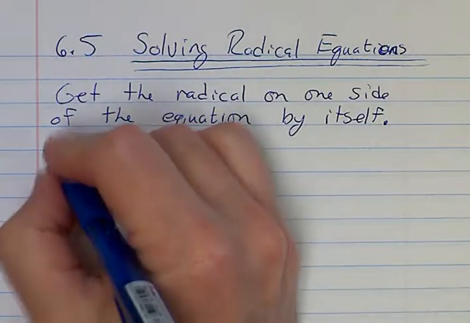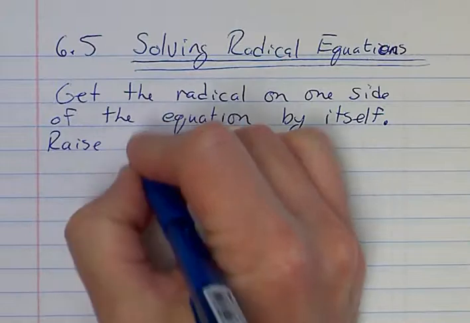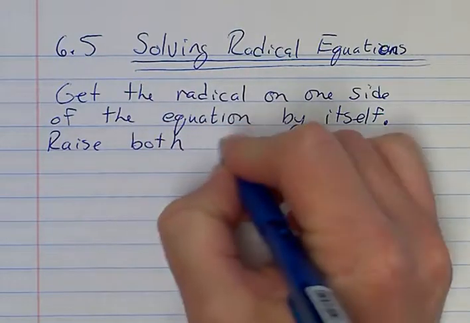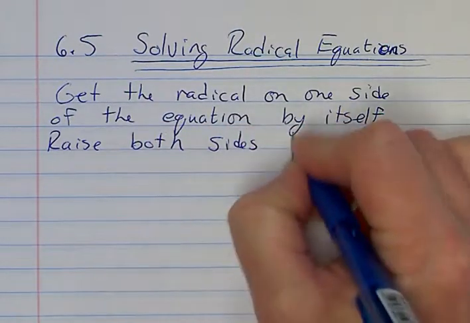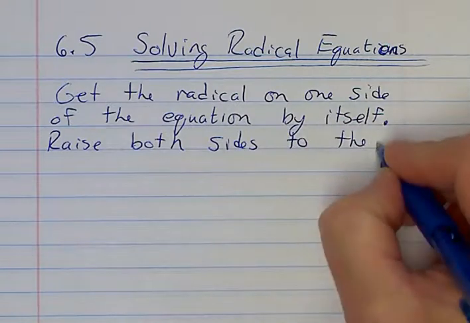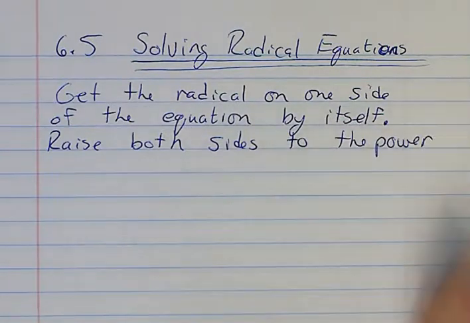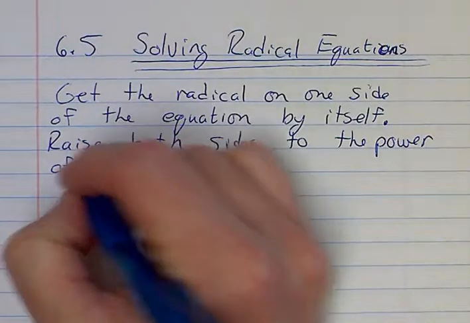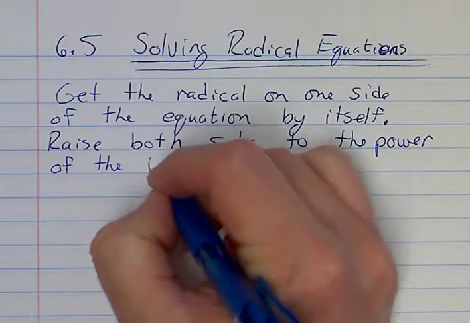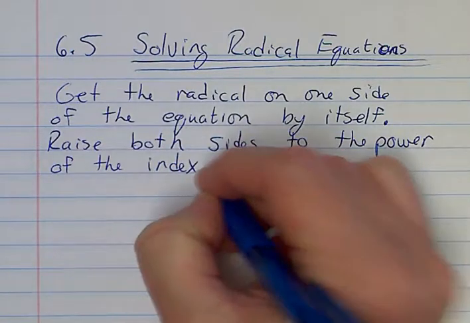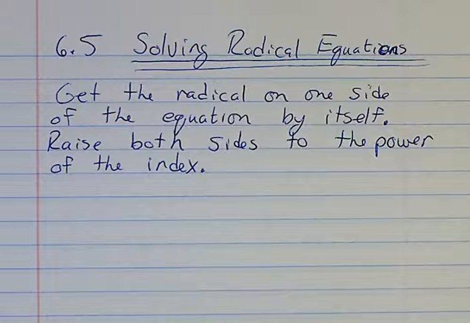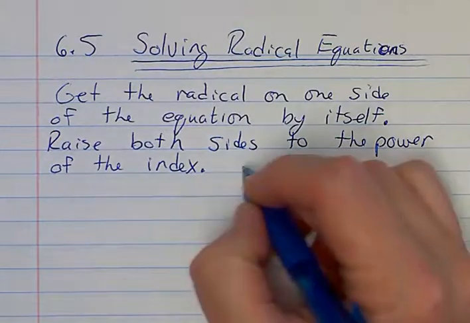you're going to raise both sides to a power to cancel out the radical, and the power we're going to raise it to is going to be the power of the index. And once you do that, then the radical is gone, and then you're just going to solve what equation you have left.